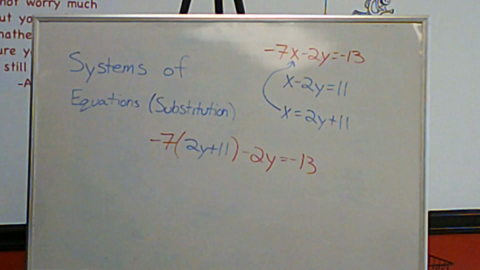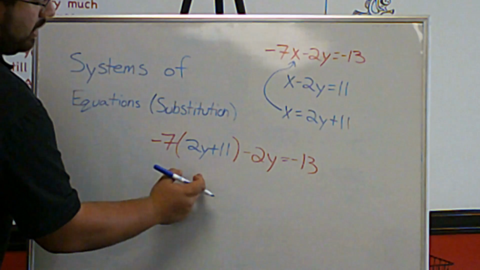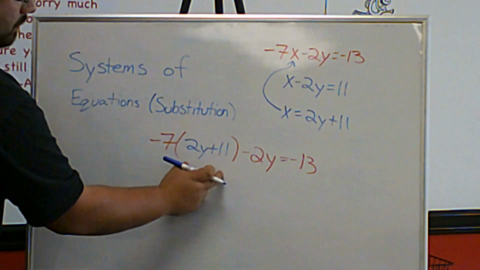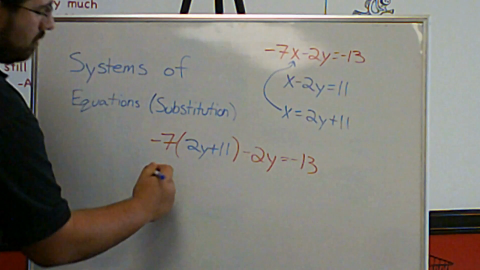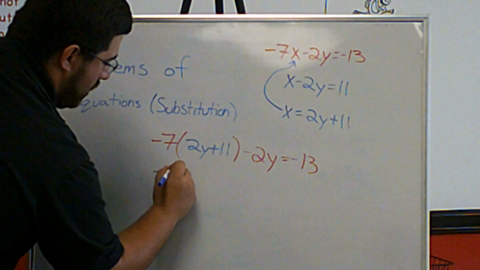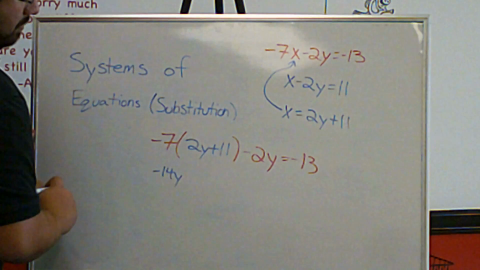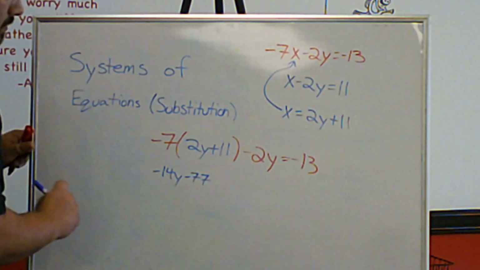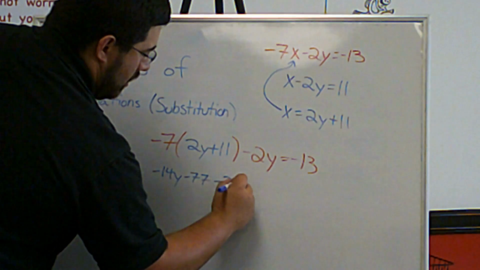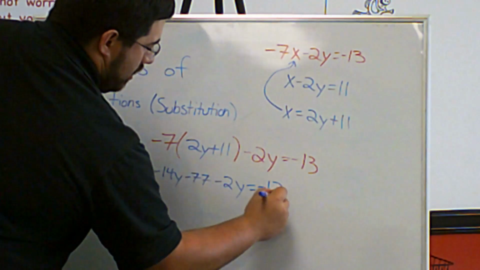Now what we're going to do is bring this negative 7 and apply it to each part within this parenthesis here. Okay? So negative 7 times 2y is negative 14y. Negative 7 times 11 is negative 77. We have minus 2y equals negative 13.